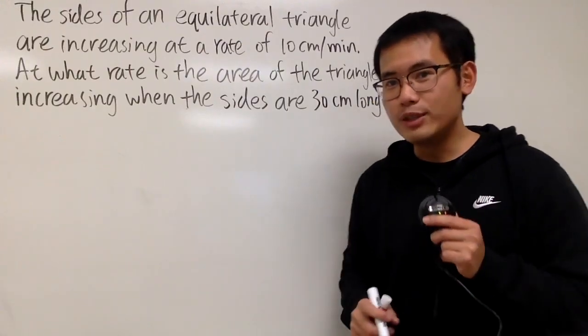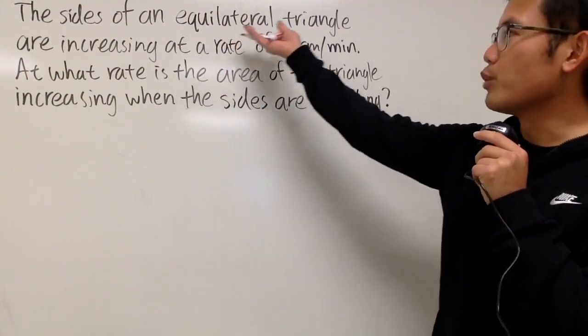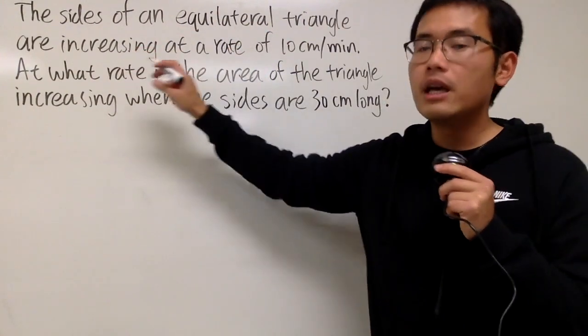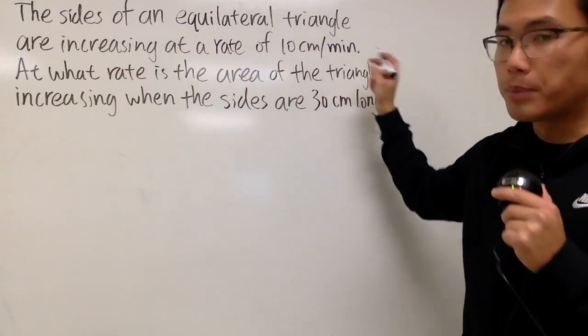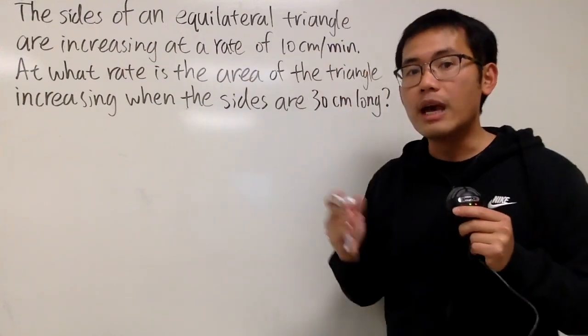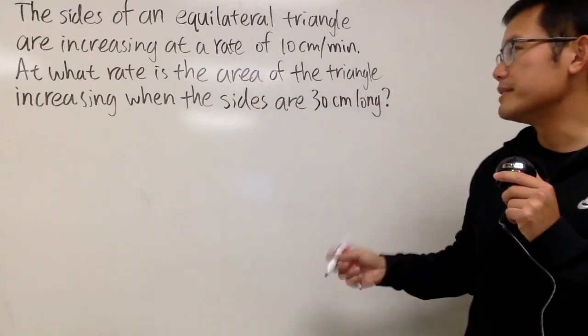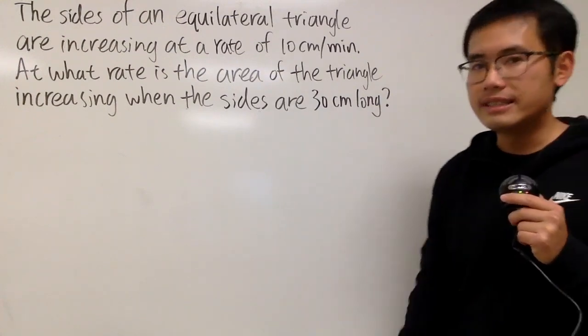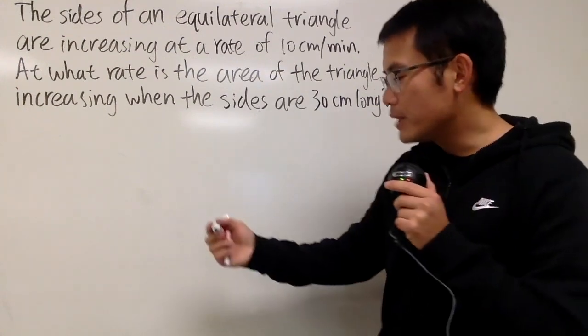Okay, another related rate question. Here we have the sides of an equilateral triangle increasing at the rate of 10 centimeters per minute. We're to find out at what rate the area is increasing when the sides are 30 centimeters long. Well, two pictures, of course, right?